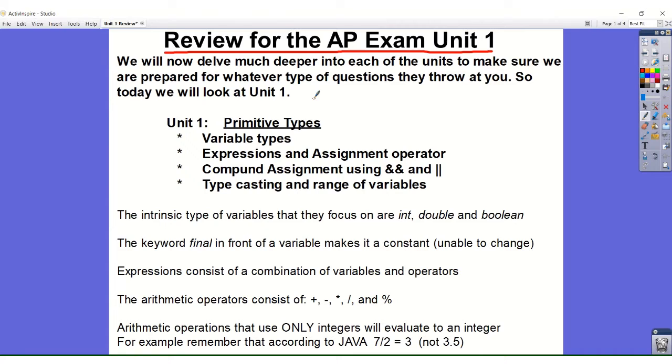Now, I've already given you a list of what all the units contain, but we're going to delve much deeper into what exactly is in these units. And we're also going to take a look at what types of questions they could throw at you.